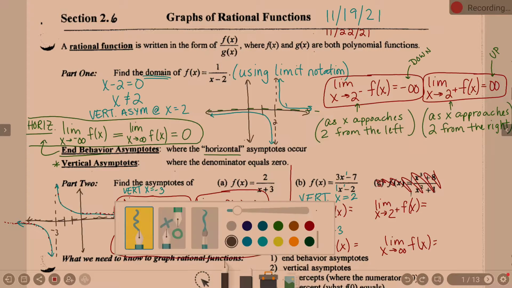Whoops. Sorry, guys. Okay, so if I sketch a little graph here. What is it? Positive 2 and positive 3.